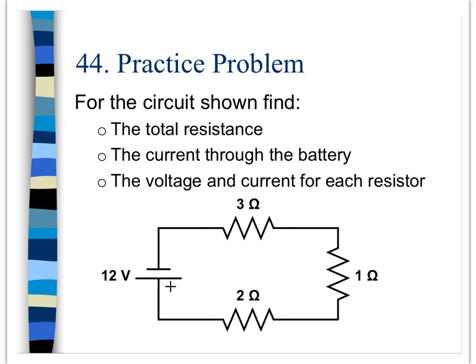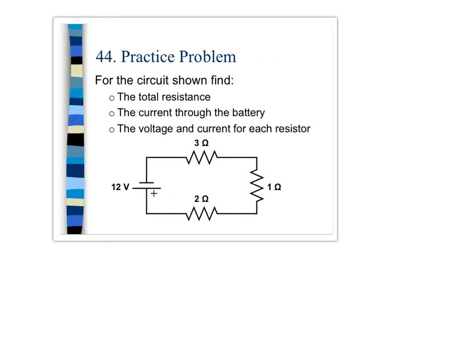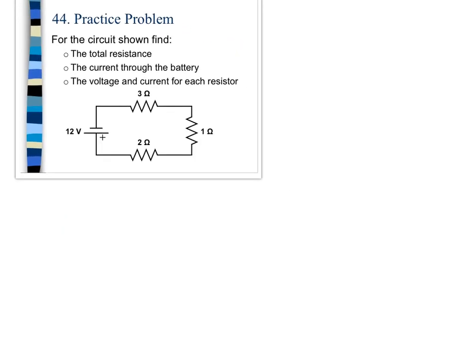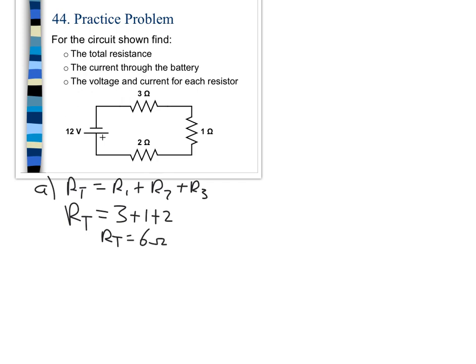So let's look for a second at a practice problem here. We're going to take this sample circuit with 3 resistors, and we're going to determine the following things. We're going to determine the total resistance of the circuit, the current through the battery, and the voltage and current then on each individual resistor. So let's start with the total resistance of the circuit. We're going to use that equation that we just introduced on the last slide, and so that is that the total resistance is just the sum of the 3 resistors in this case. So we'll say our total resistance here is going to be 3 plus 1 plus 2, or 6 ohms.